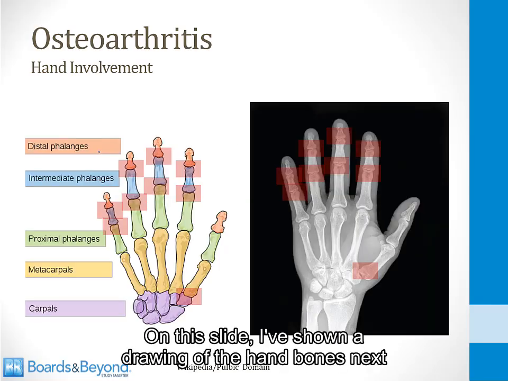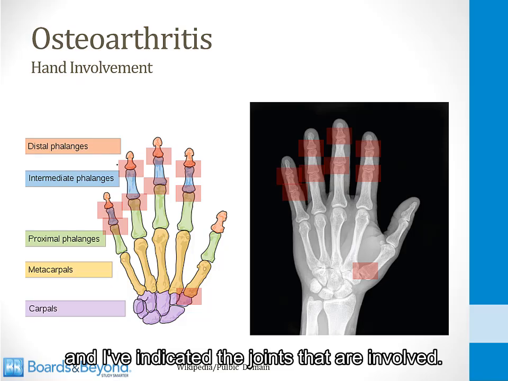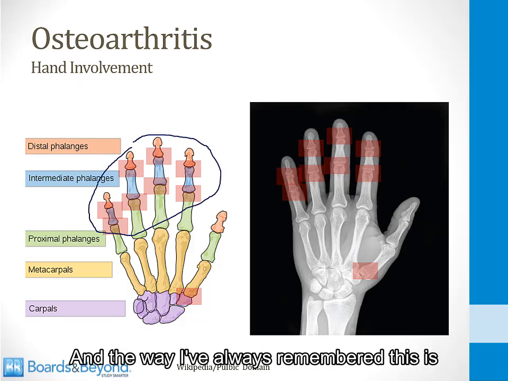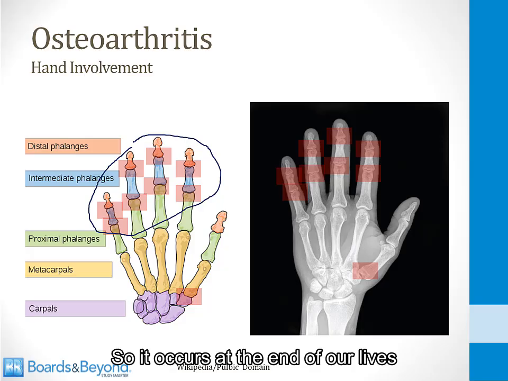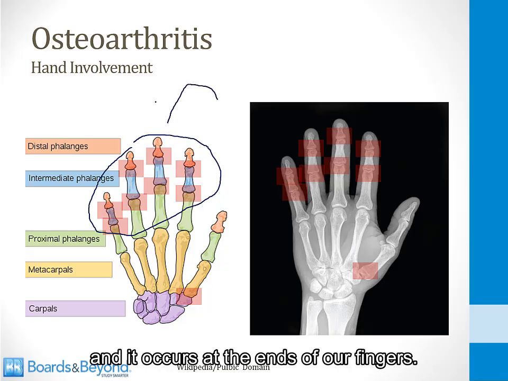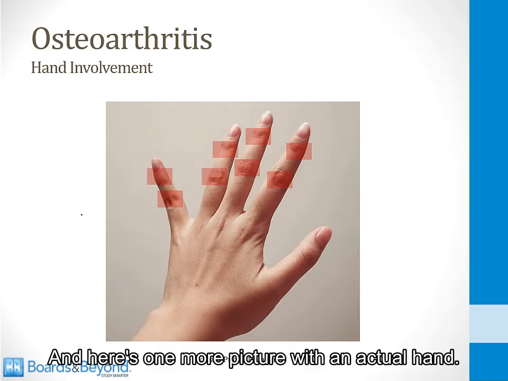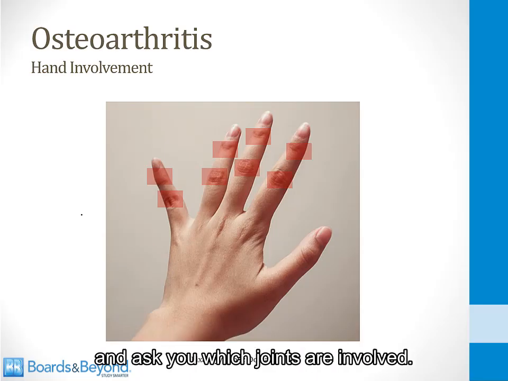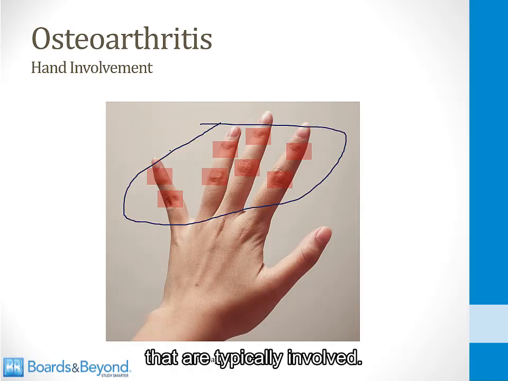On this slide, I've shown a drawing of the hand bones next to an x-ray of the hand bones, and I've indicated the joints that are involved. It tends to be the joints at the ends of the fingers. And the way I've always remembered this is that osteoarthritis occurs in elderly patients, so it occurs at the end of our lives and it occurs at the ends of our fingers. That's always worked for me. And here's one more picture with an actual hand. They like to show you x-rays or pictures of people's hands and ask you which joints are involved. So I've indicated here, again, it's the joints at the ends of the fingers that are typically involved.